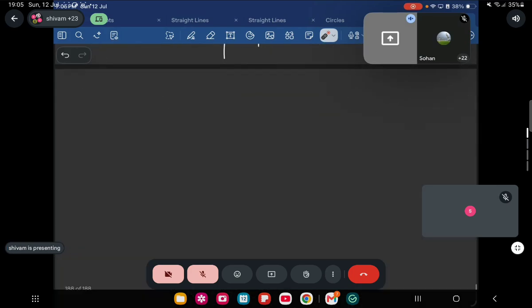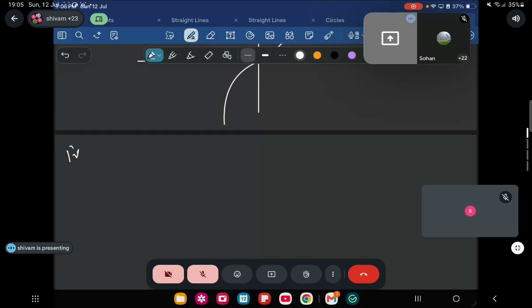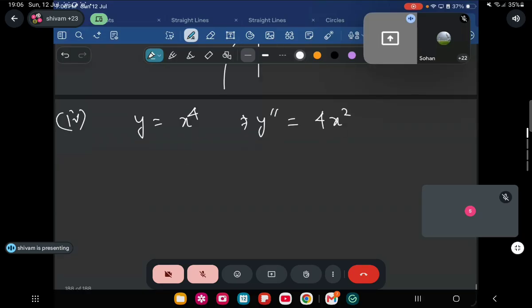Okay, so I'm not doing it. You can understand. For the fourth one, y equal to x to the power 4, y double dash will be equal to 12x square. Tell me everyone. Sign does not change. Even if it is equal to 0, sign does not change. Therefore, it does not have any point of inflection. Tell me, anyone having any doubt, you can ask me.